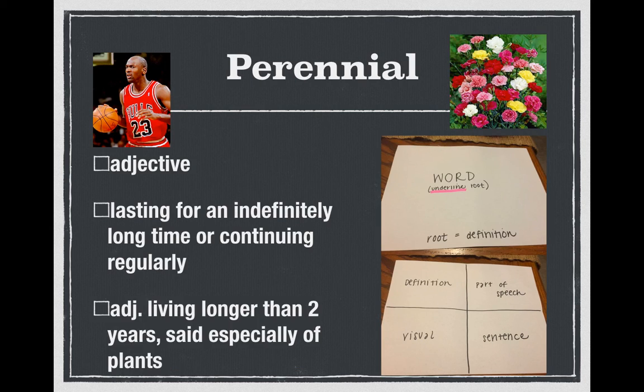The next word, the third word, again still using the root per, is perennial. Perennial is an adjective, and it means lasting for an indefinitely long time or continuing regularly. It could also mean living longer than 2 years, and this word oftentimes is used in reference to plants or flowers.